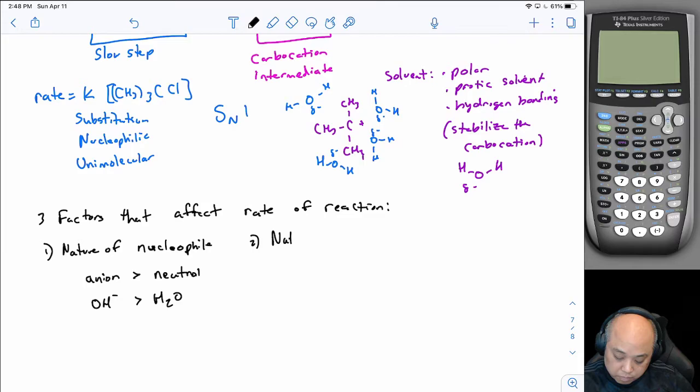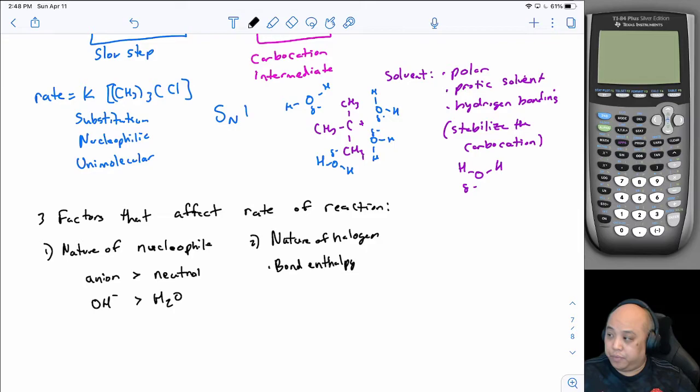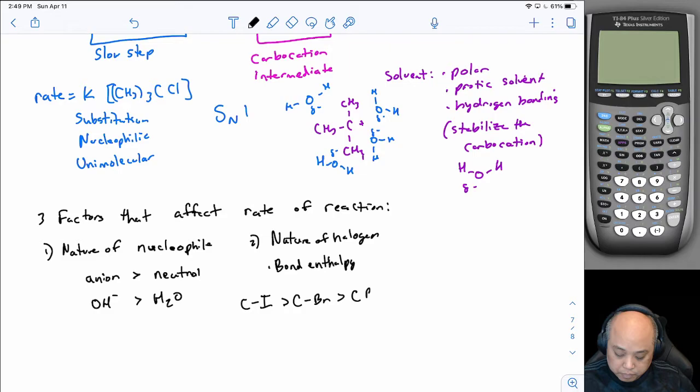The nature of the halogen. So what halogen are we dealing with here? Because that has to do with bond enthalpy. And the weaker the bond, the easier it is for it to break. So in this case, what we want is a larger halogen here. So C-I is the weakest bond, and therefore it will happen the most quickly. If you have to compare two identical structures and the only difference is the halogen, the I one will always react faster.